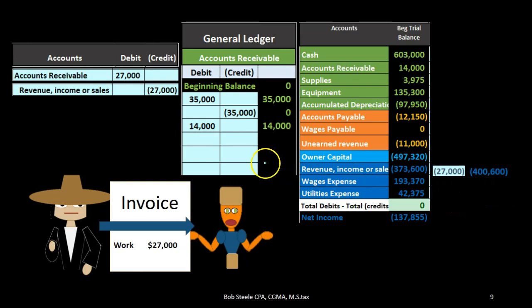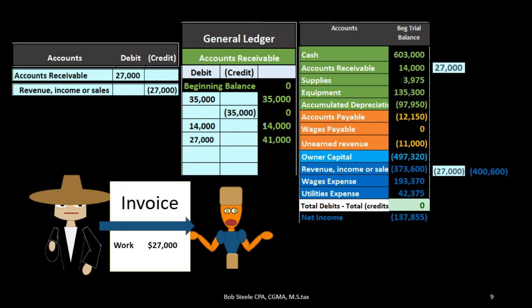Now we'll post out the receivable. It's going to be another debit to the receivable. In this case, increasing the receivable, we can think of that two ways. The 14 prior balance plus the 27,000 current activity brings it to the 41, or 35,000 debit plus 14,000 debit plus 27,000 debit. That total minus the 35,000 credit total would also bring us to that 41,000. That's the T account format, and this is the running balance format.